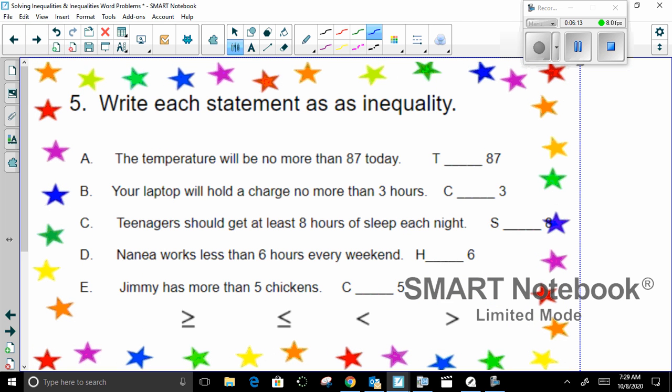All right, on to number 5. Write each statement as an inequality. The temperature will be no more than 87 degrees. So can it be 87 degrees? Yes, it can. Can it be 88? No, it can't. No more than 87. Can it be 86? Yes. So it can be 87 or less. So that would be less than or equal to.